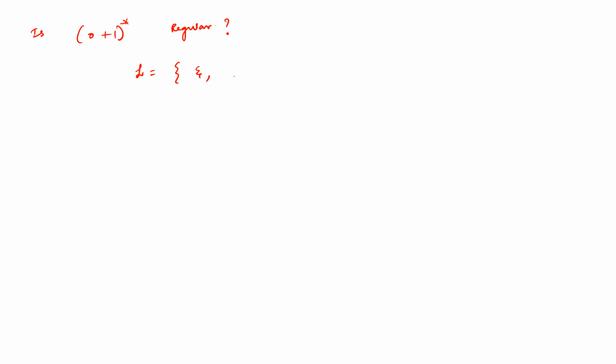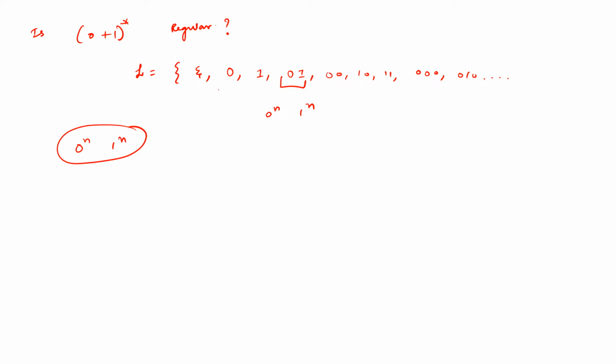This can be epsilon, 0, 1, 0 1, 0 0, 1 0, 1 1, 0 0 0, 0 1 0, etc. So this language accepts almost every string, and you see that this language also accepts 0 power n, 1 power n. So intuitively, 0 power n, 1 power n is not regular because we are forcing the language to reject the strings of these types.